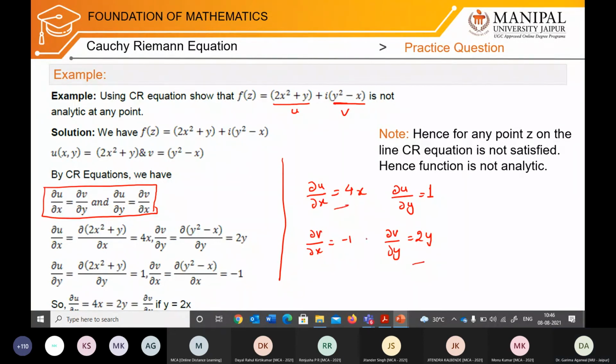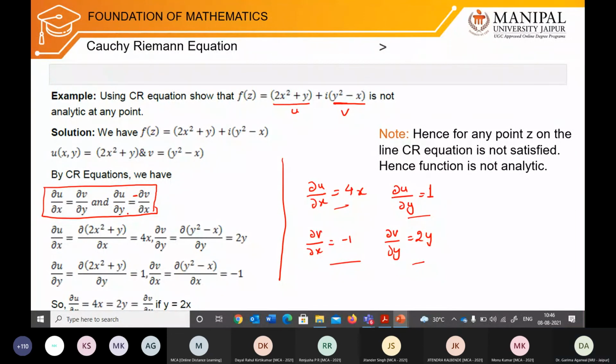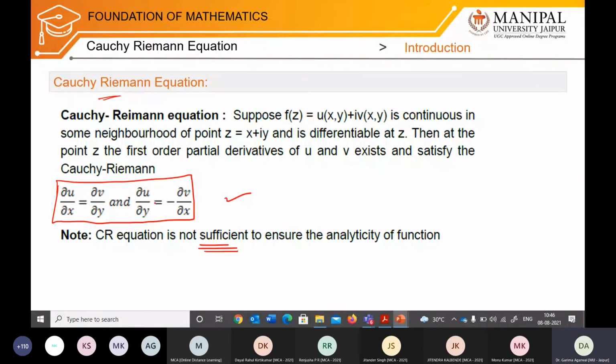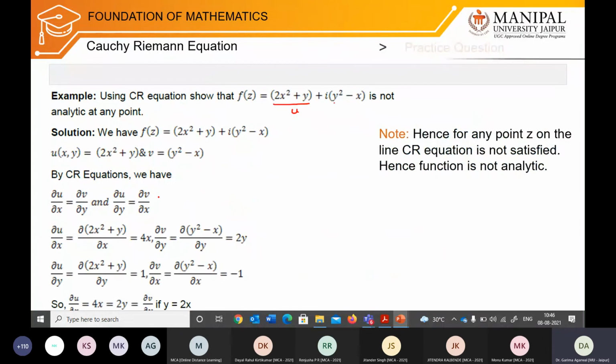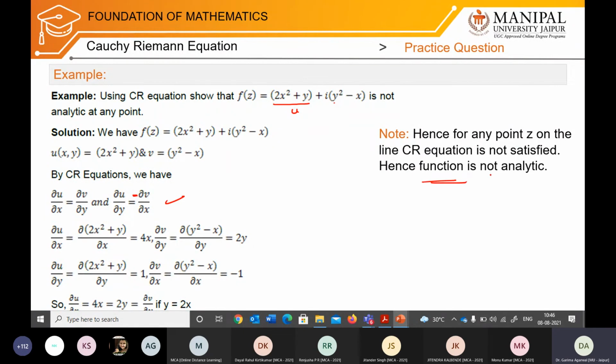No. If del u by del y is equal to minus del v, here one minus sign is missing. There is some typo error, I guess. Del u by del y should be equal to minus del v by del x, right? Yeah, this minus sign is there. There's one typo error, right? So this condition is not satisfied by u and v. That means it is not an analytic function.